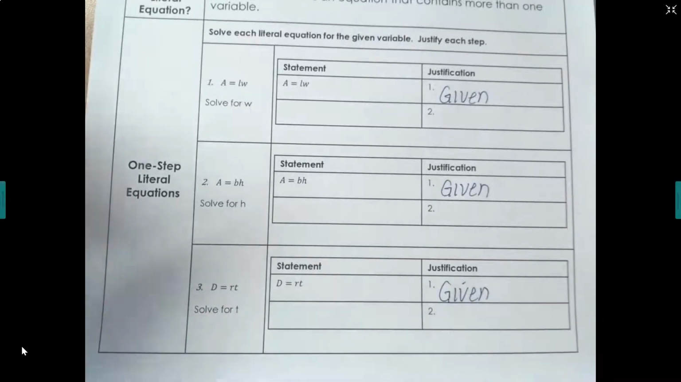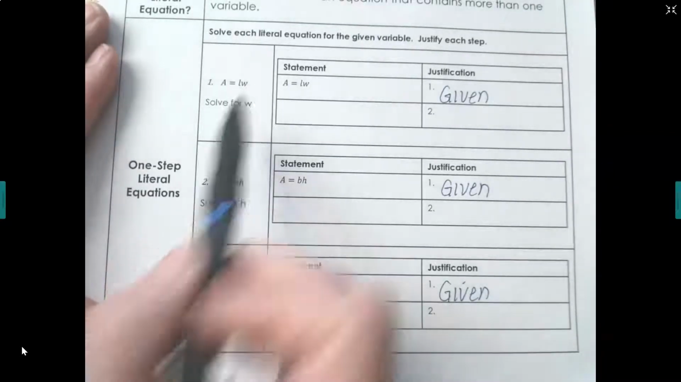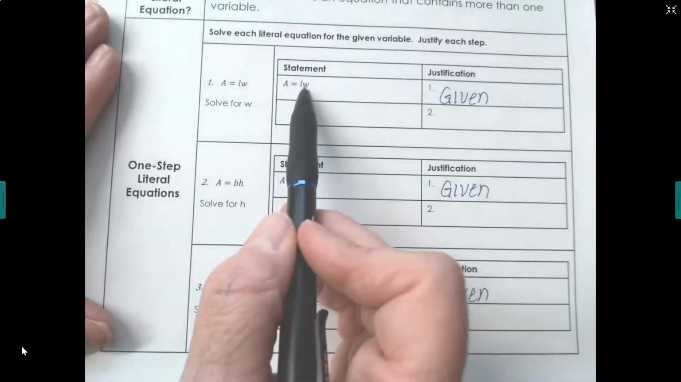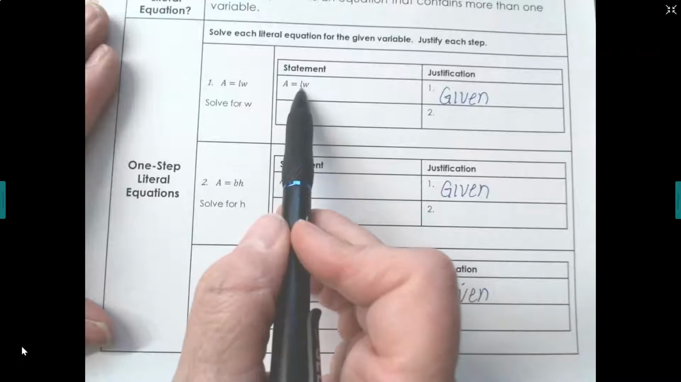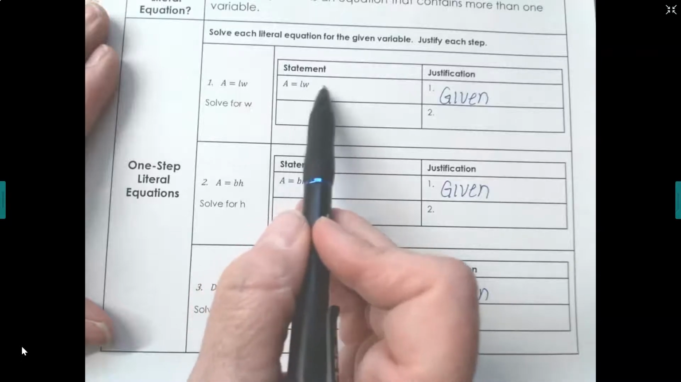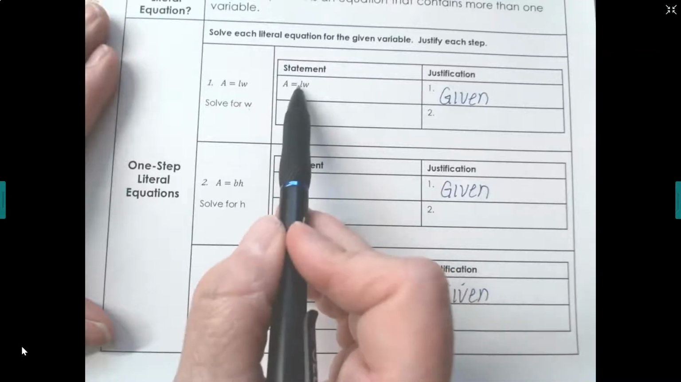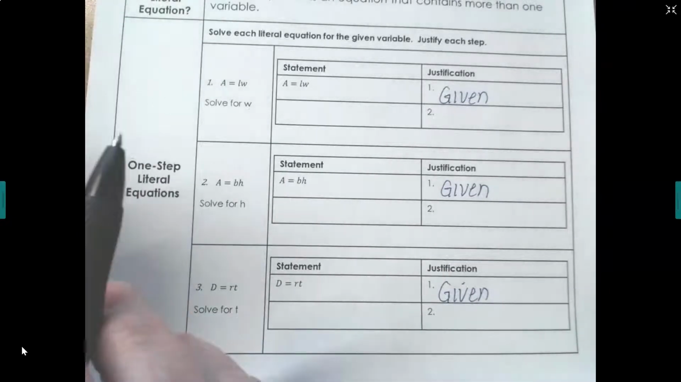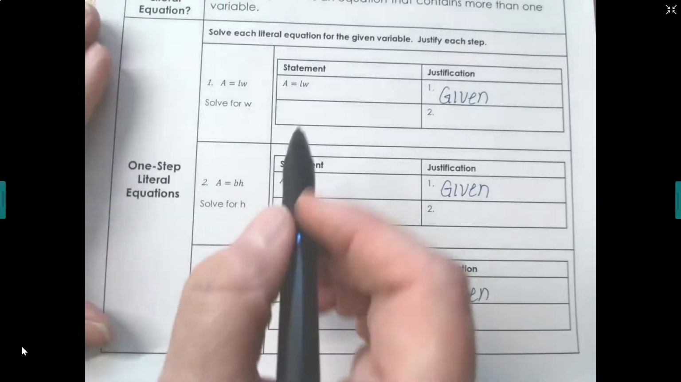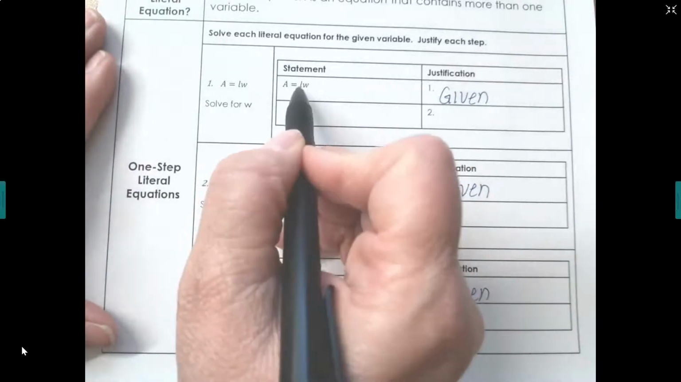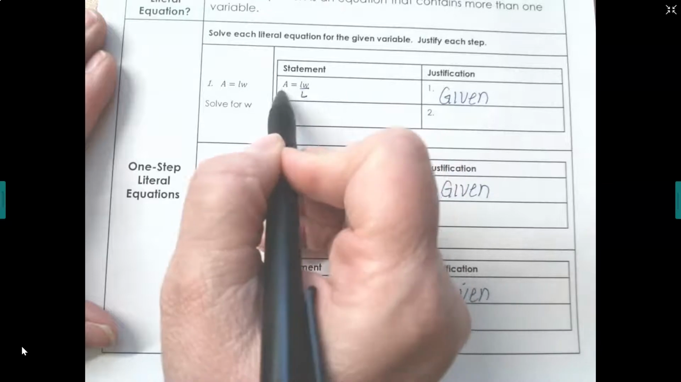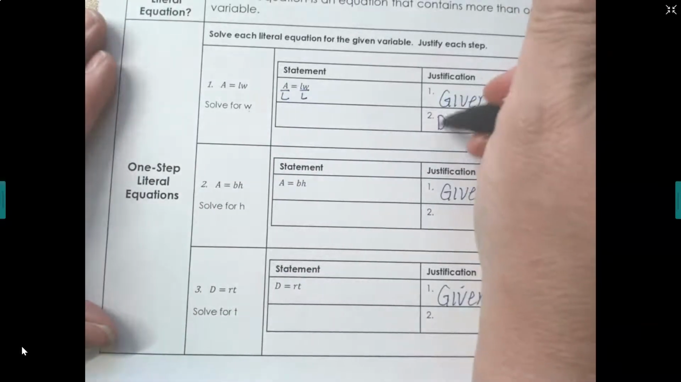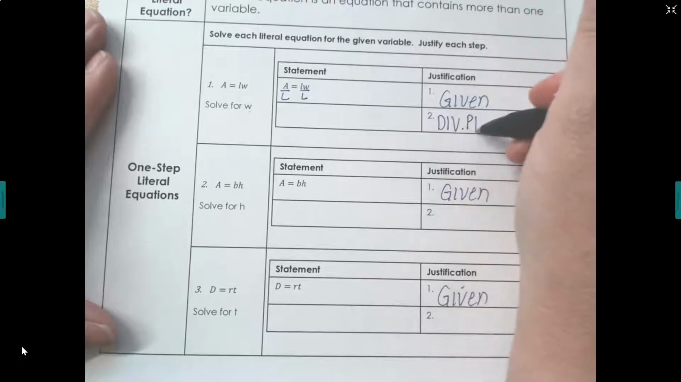Okay. So we have A equals LW, and we want to get W by itself. So on this side where W is, there is only one term. There's no addition or subtraction, so this is one term. L is multiplying W. So to undo that multiplication, we have to do the opposite operation, which would be division. We want the L to go away, so we're going to divide by L on both sides. What tells us we can do that is our division property.